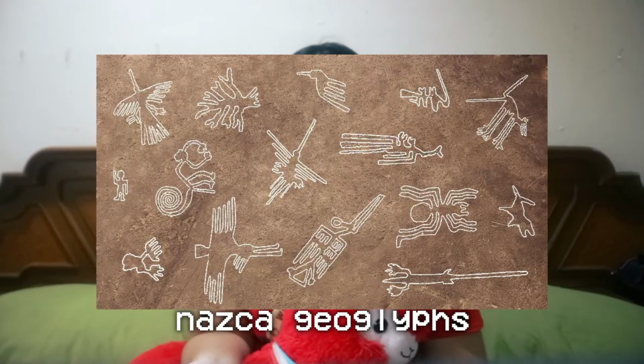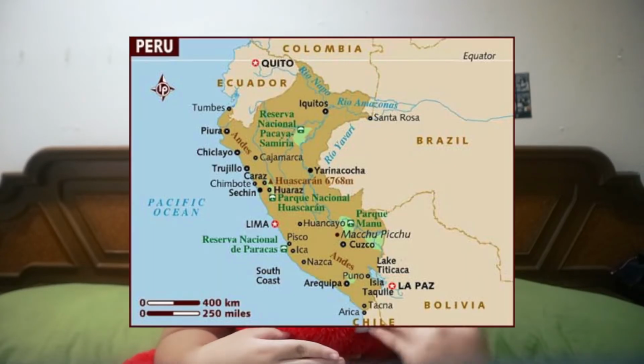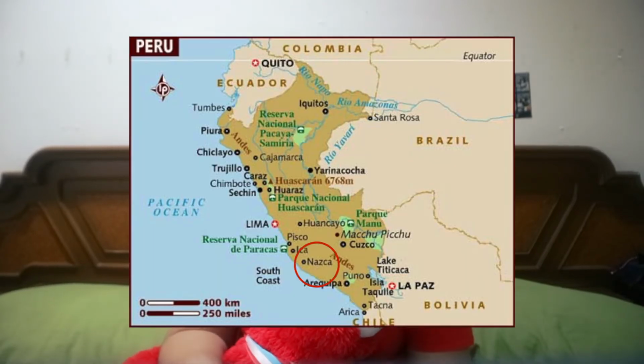Next, I'll be talking about the Nazca geoglyphs, which is also called the Nazca lines. The Nazca geoglyphs are located in Peru, 200 kilometers south of Lima, which is the capital of Peru. There are hundreds of geoglyphs carved into the plateau, and more than 70 geoglyphs are of local flora and fauna, such as monkeys, fish, hummingbirds, and humans.